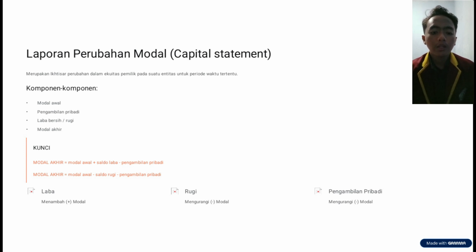Here's the key idea: if the company earns a profit, it increases the owner's capital. If the company has a loss, it reduces the capital. And when the owner makes personal withdrawals, that also reduces the capital. So, this statement helps us see how the owner's equity changes over time.